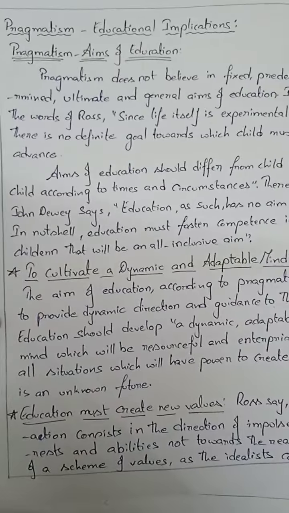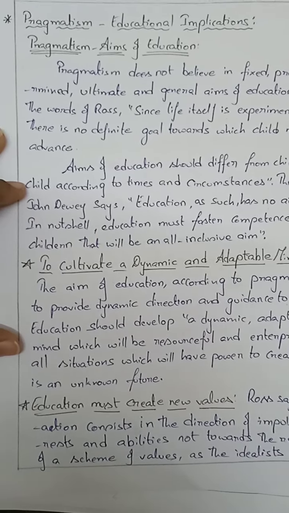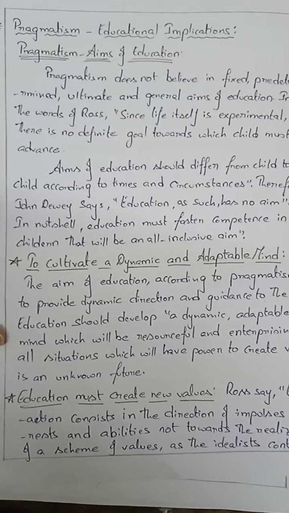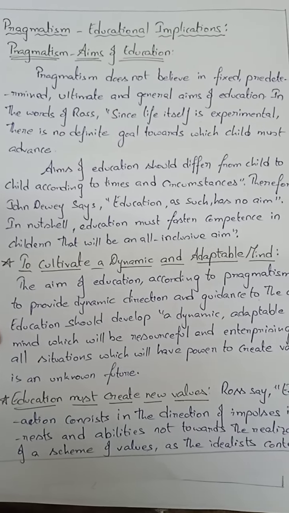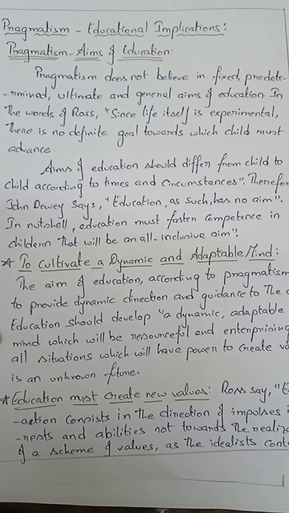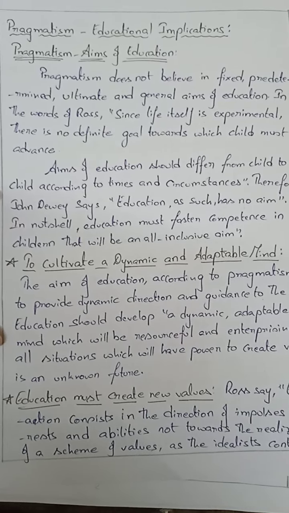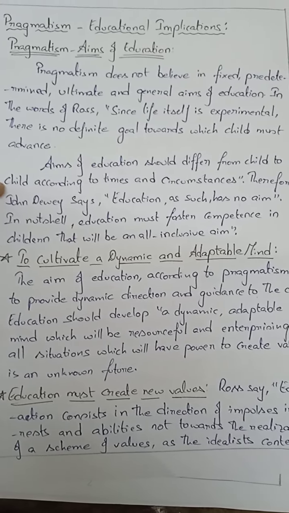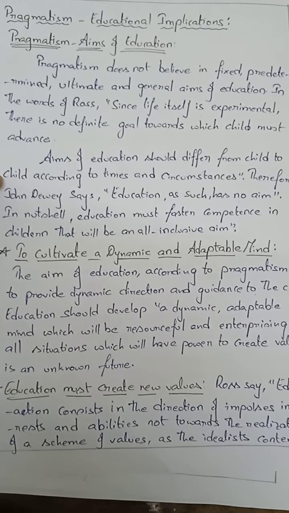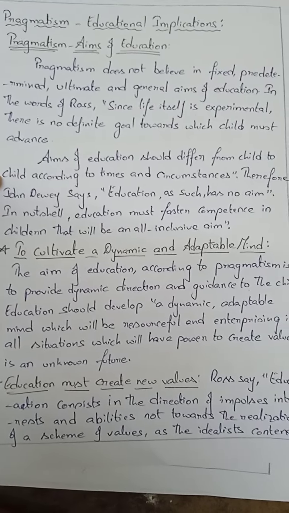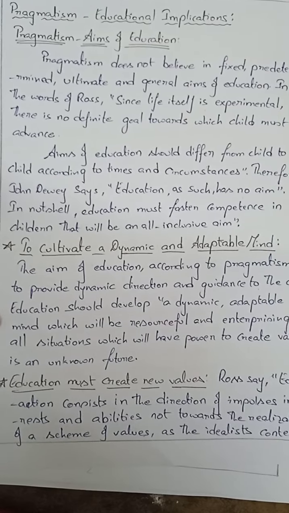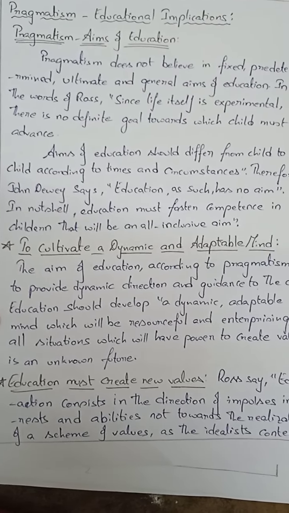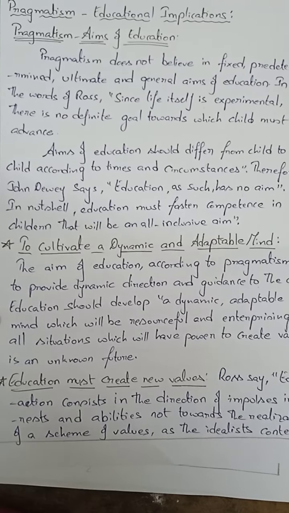Now we will see the educational aims and implications of pragmatism. Pragmatism does not believe in fixed, predominant, ultimate, and general aims of education. In the words of Rose, since life itself is experimental, there is no definite goal towards which a child must advance. Aims of education should differ from child to child according to the times and circumstances. Therefore, John Dewey says education as such has no aim.